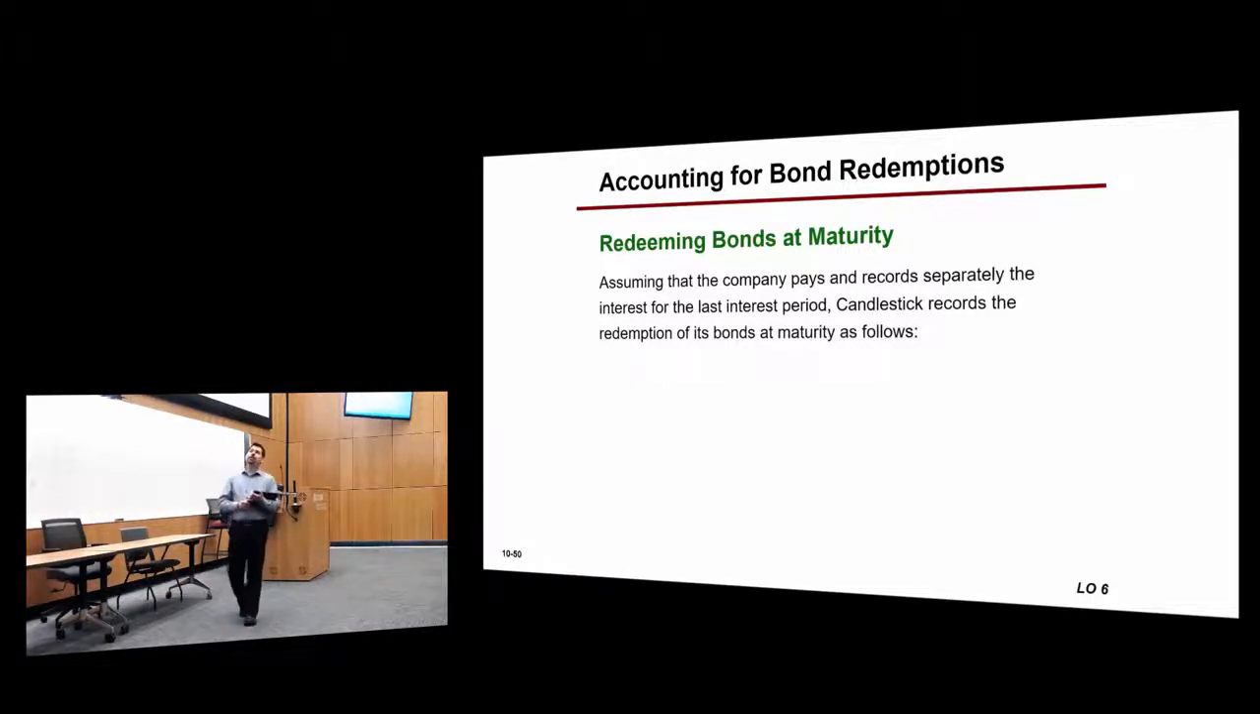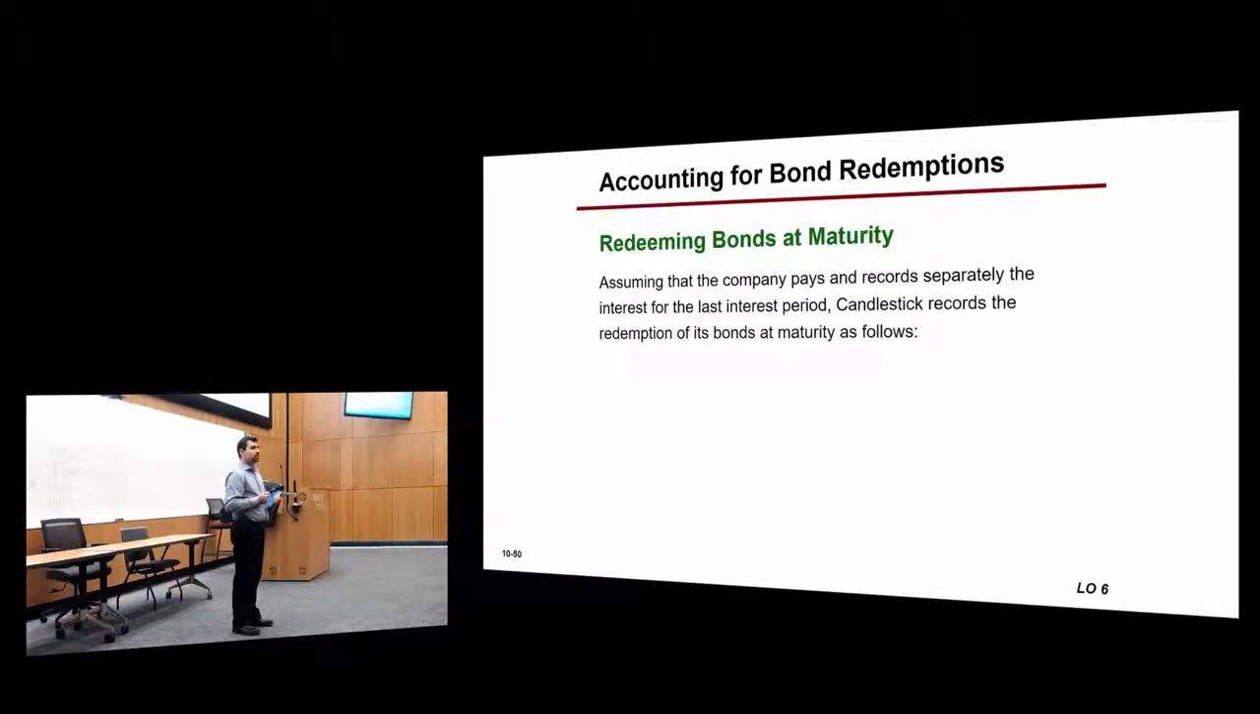Now we get to redeeming bonds at maturity. What do we mean by redeeming bonds? This is when the company actually takes back the bonds payable and pays it back. So when it is at maturity, like the previous example, five years later, how much will the company pay? At maturity, the company will have to pay face value. So the company will be paying in cash.